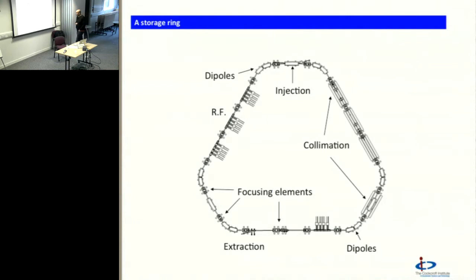Once you've computed a beta function based on where the quads are, you can then calculate motion. You can calculate using the matrices how particles go around the ring. You can find its tune, you can find its beta functions, you can do all kinds of stuff. But life is never that simple, right? Because you have to do all kinds of things, and we'll discuss some of these in the next few weeks. Some we won't discuss at all. You'll learn about them as time goes on in other contexts.